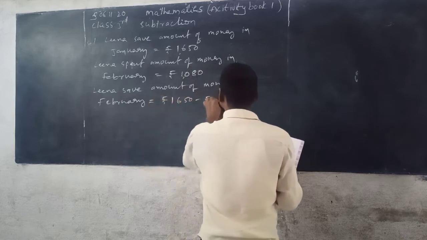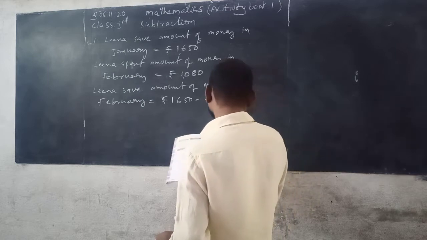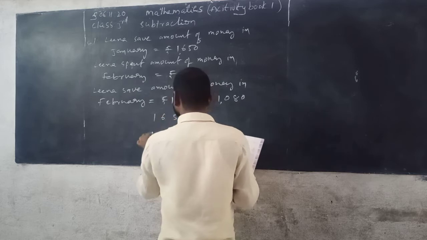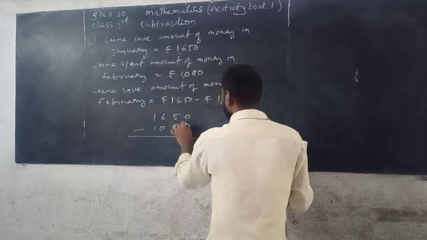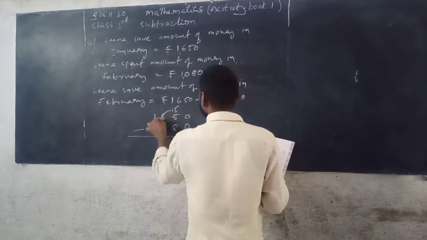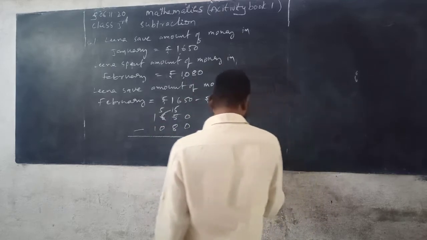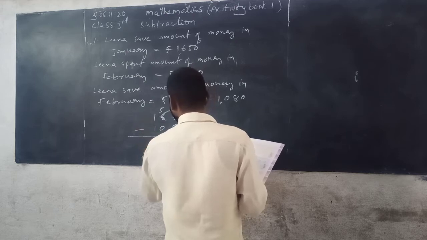1650 minus 1080 rupees. See here, 1650 minus 1080. 0 minus 0 is 0. 5 minus 8 is not possible, take borrowing. So 6 loses one, 6 becomes 5. 15 minus 8, you get 7. So 5 minus 0, you get 5. 1 minus 1 is 0.